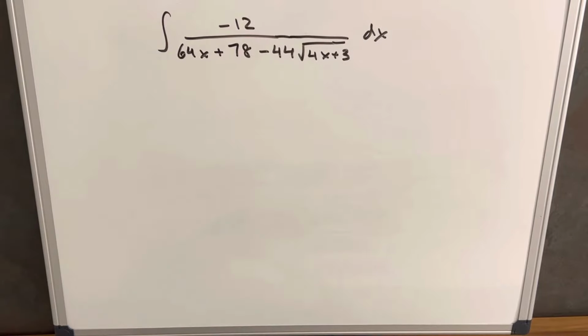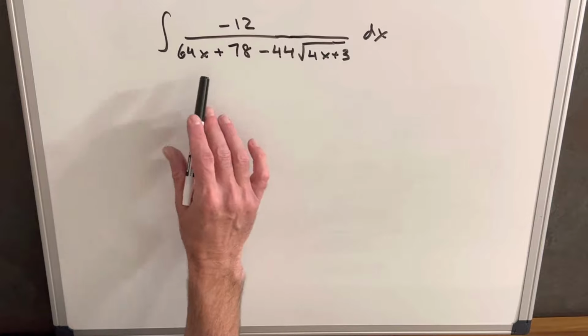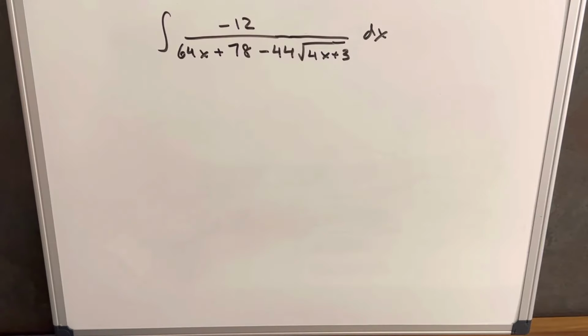Hey, we have this big integral on the board. We have the integral of minus 12 over 64x plus 78 minus 44 square root of 4x plus 3. I thought this was interesting because the denominator looks so hard to deal with at first.